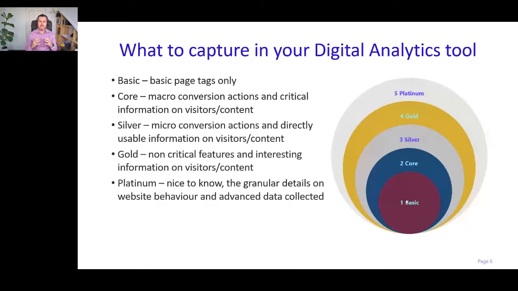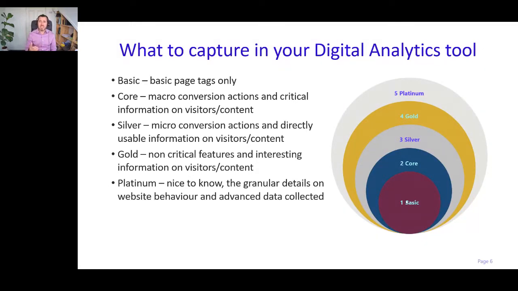So the core level focuses on capturing your macro conversion actions and the critical information on visitors and content. And the whole point of today's workshop is to go through what that looks like on an e-commerce website. You can go beyond that. Your silver level would be micro conversion actions and directly usable information on visitors and content. You should be able to use this stuff immediately, but it can wait, as it's needed to get the core stuff in place first.